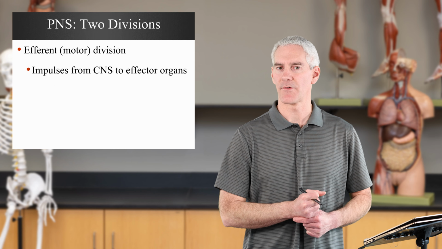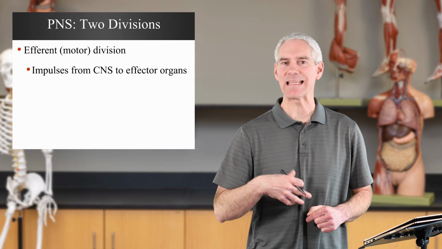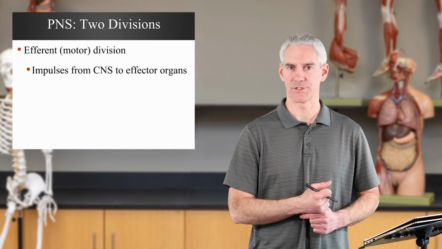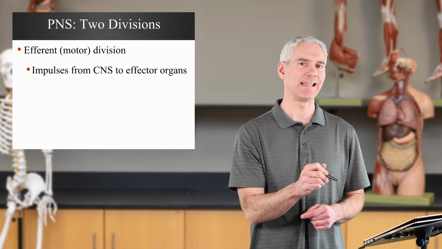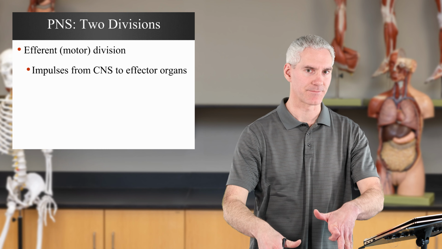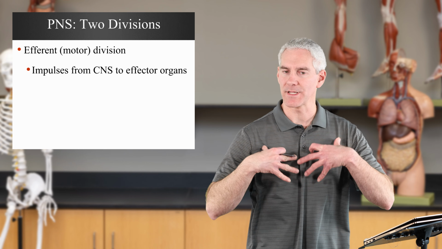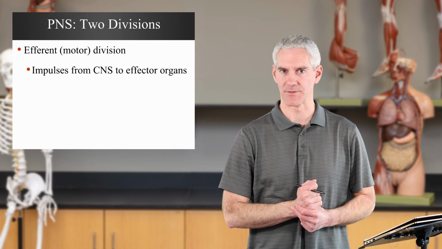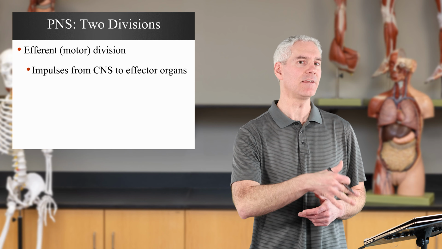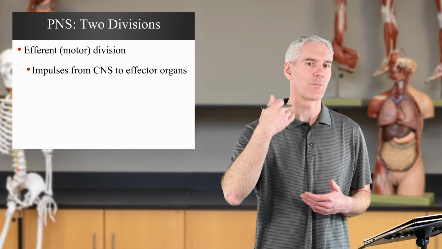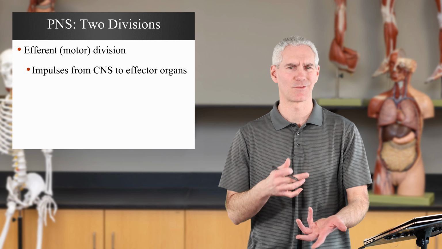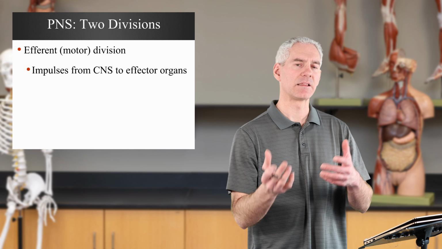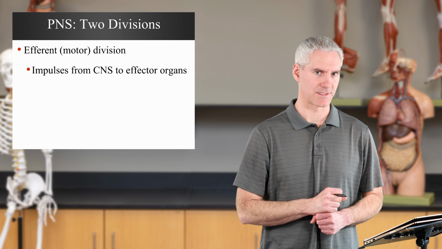The other side of the peripheral nervous system is the efferent, or motor division. One way to keep these straight is efferent starts with an E, exit, it leaves. So motor output is heading out of your central nervous system. So this efferent, exiting, brings information out or away. It's going to the muscles, going to glands, going to your skin. It's leaving the central nervous system.